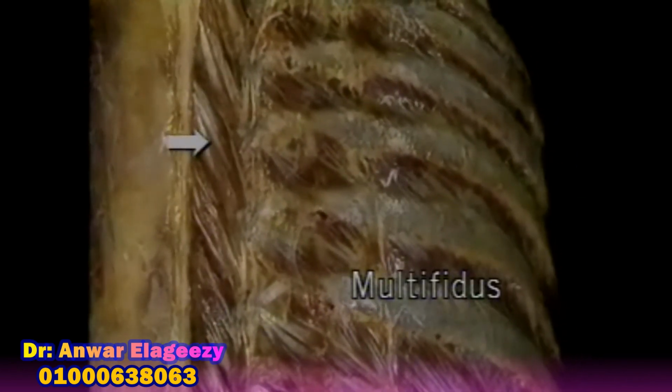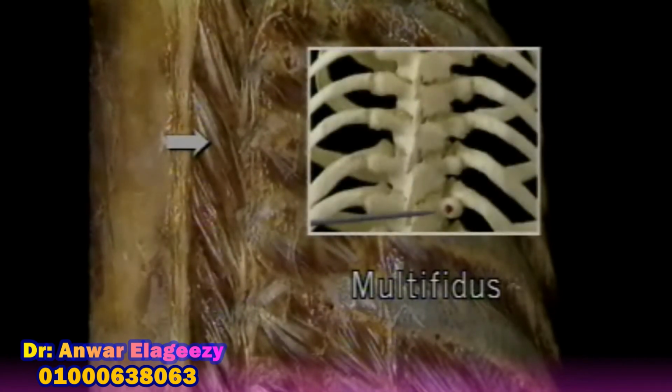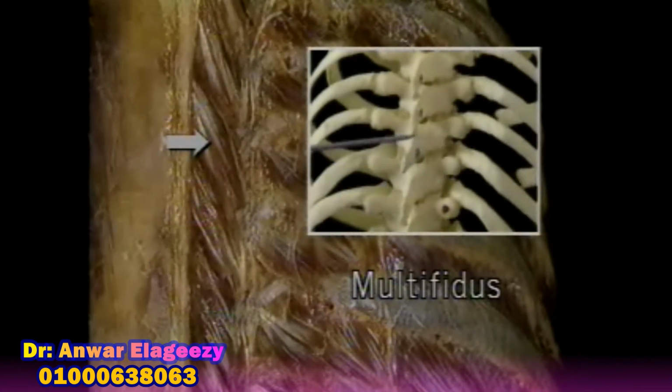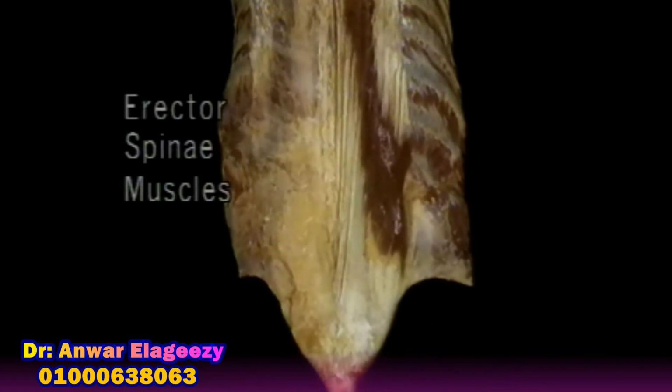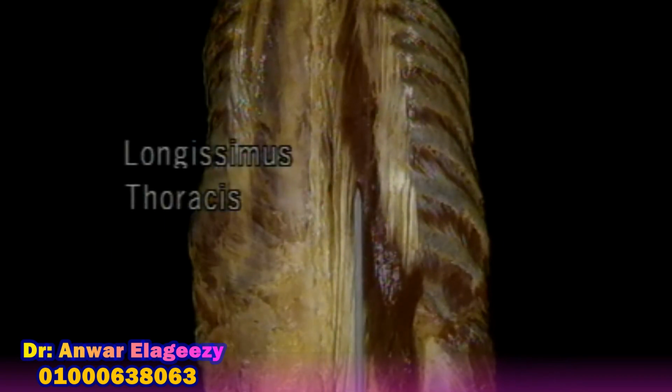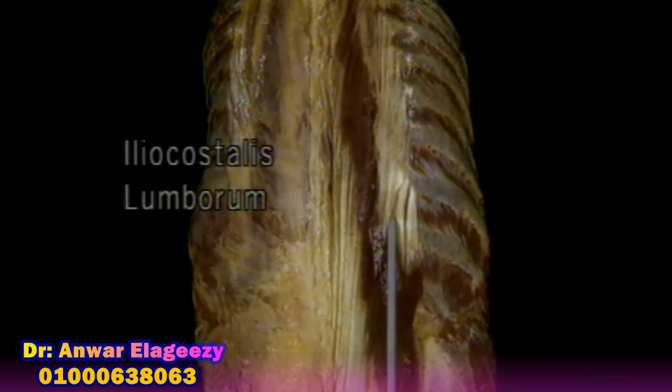Each segment of the multifidus arises from a transverse process and inserts on the sides of the spinous processes 2 to 4 vertebrae above. Next, the erector spinae muscles. They form a large mass of muscle, extending all the way from the sacrum to the upper part of the thorax. At their origins, they're joined together. Passing upward, they separate out into 3 somewhat distinct muscles, the spinalis, the longissimus thoracis, and the iliocostalis lumborum.